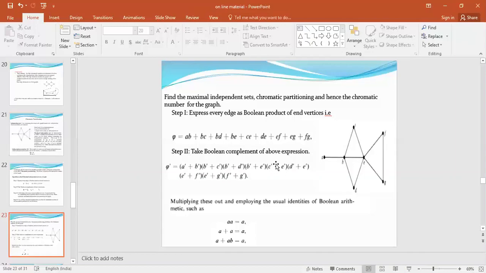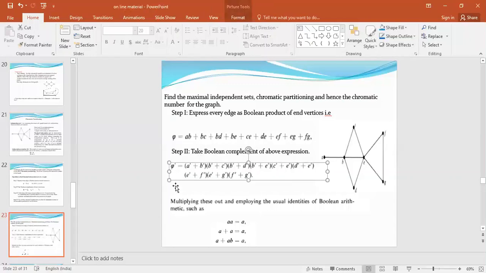So 1, 2, 3, 4, 5, 6, 7, 8, 9. So 9 terms are there. Now it is a very lengthy process, lengthy calculations. So you have to multiply all these 9 terms. Like A dash plus B dash, then into B dash plus C dash. So what will be the product of these two? If you see, the product of these first two terms is A dash B dash plus A dash C dash, then plus B dash into B dash. So that B dash into B dash is equal to B dash only, and then B dash.